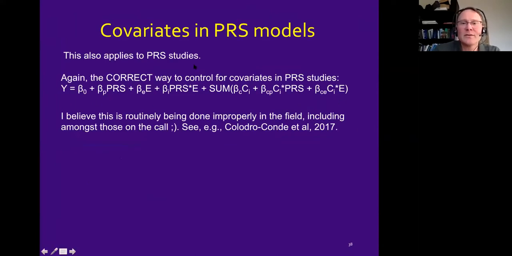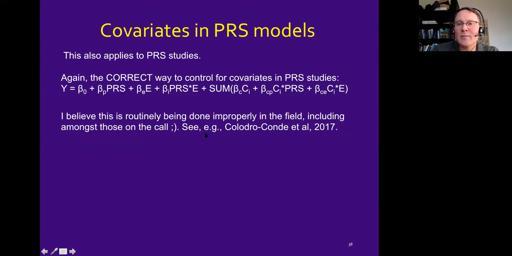I think this applies to polygenic risk score models too. So the correct way to use the covariates in a polygenic risk score study is the main effect of the PRS plus the environment plus the interaction between PRS and environment, plus the covariate terms. And here, if you just have a single covariate, then it would be the main effect of the covariate plus the covariate times the PRS plus the covariate times E. And again, I think this is routinely being done wrong in the PRS literature.